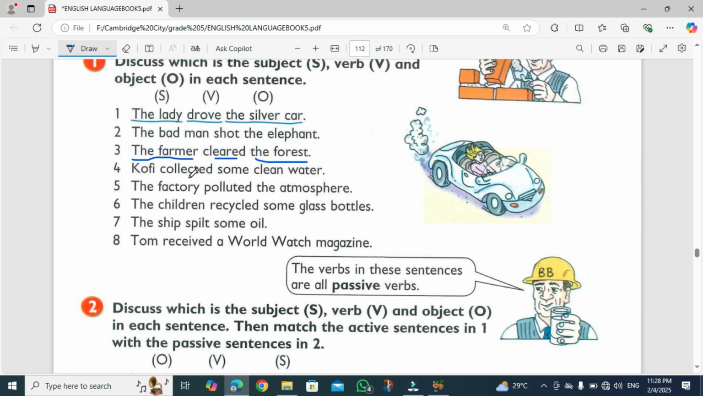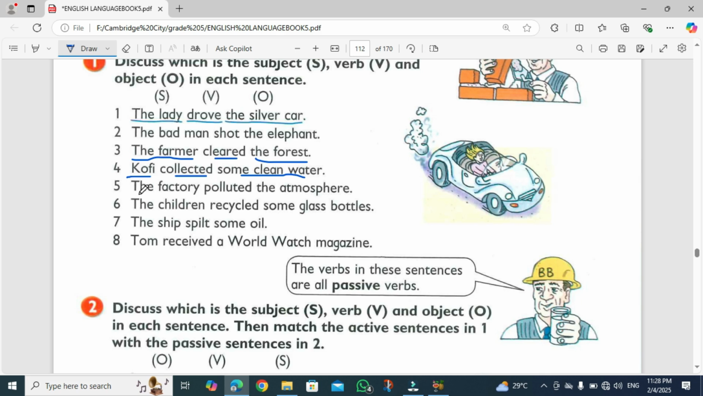Number 4, coffee collected some clean water. Where is the subject? Excellent. Coffee is the subject and the verb is collected and some clean water, this is object. Very good. Because always we said that a sentence had a subject, verb, and object, and this one here is active or passive? It is active. Why? Because the subject is first, then the verb, then the object.